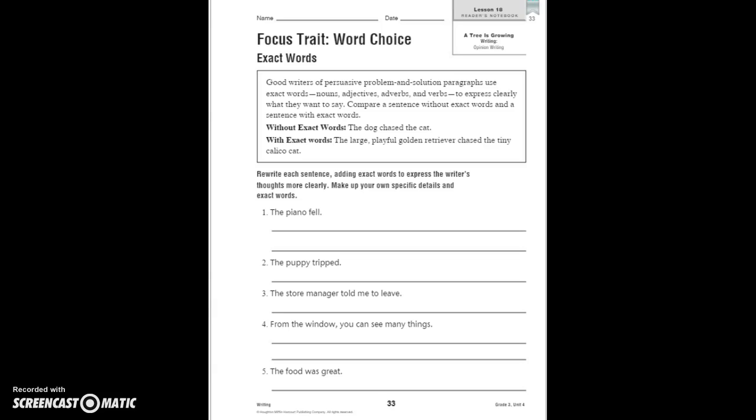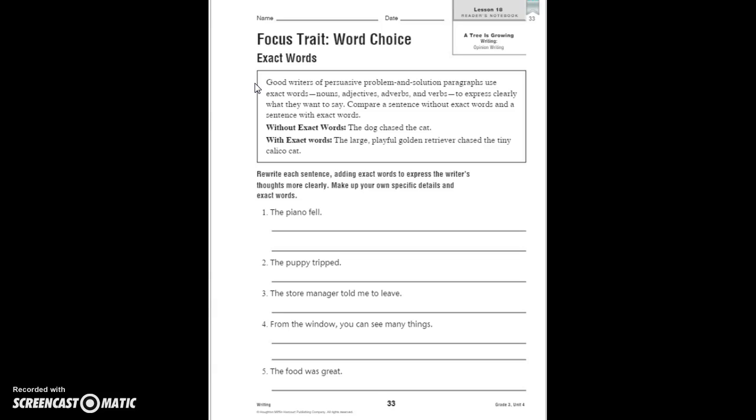Writers choose exact words to help readers better understand their ideas. Choosing exact words instead of general words helps the writer clearly present a solution or the reasons to support their solution. Good writers of persuasive problem and solution paragraphs use exact words, nouns, adjectives, adverbs, and verbs, to express clearly what they want to say.